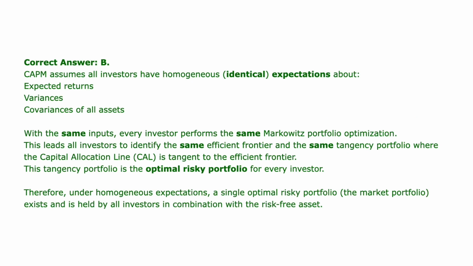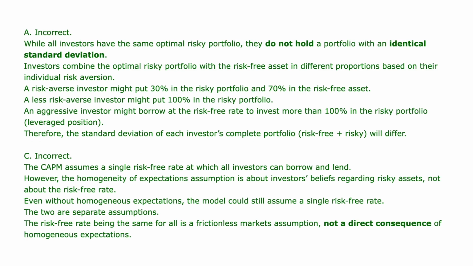Homogeneous expectations mean all investors use identical inputs, returns, variances, and covariances, leading them to calculate the same efficient frontier and identify the same tangency portfolio, the single optimal risky portfolio, the market portfolio. Option A. Investors still have different complete portfolios due to varying risk aversion, different mixes with the risk-free asset.